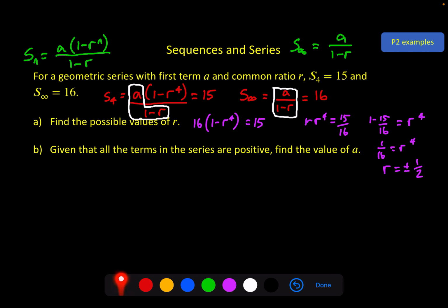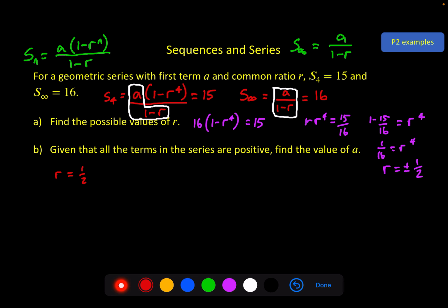Part B. Given that all the terms in the series are positive, that means our ratio cannot be negative, so it's making it a little bit more specific now. If r is a half, find the value of a. Okay. So we had two possible values, now we've only got one possible value because all the terms must be positive.